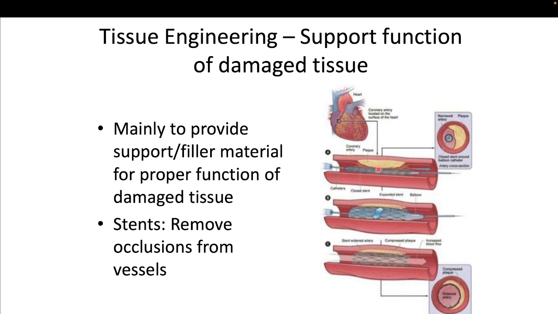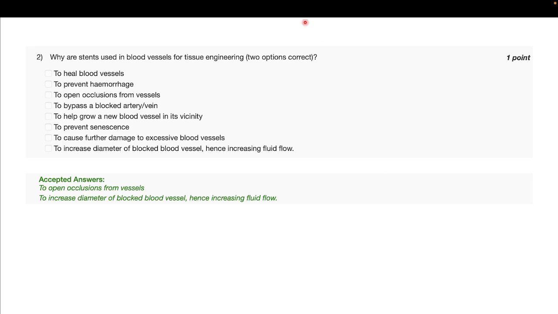This is one kind of tissue engineering, you can say. So the question is, why are stents used in blood vessels for tissue engineering? It's used to open occlusions from the vessels, as we just discussed. Because the occlusions are removed, it increases the diameter of the blocked blood vessel, which will then increase the fluid flow, the blood flow. Is this clear?